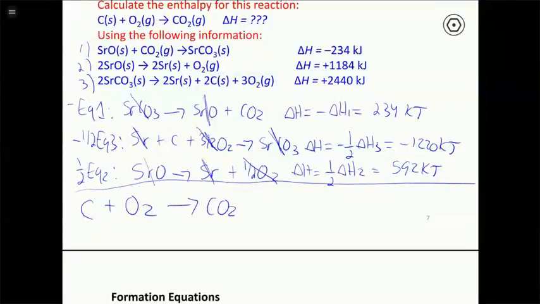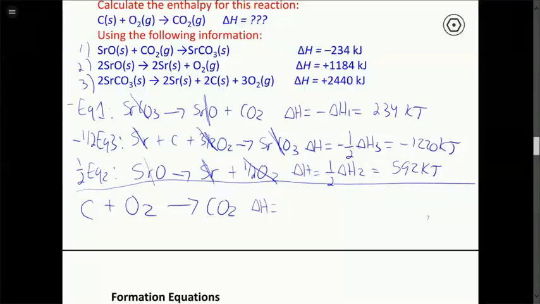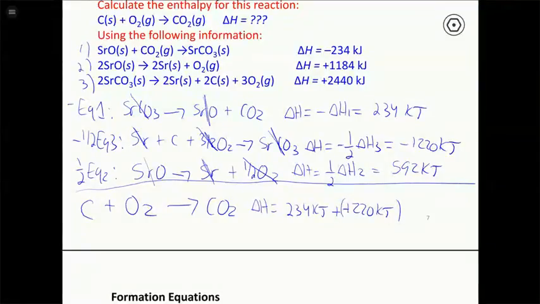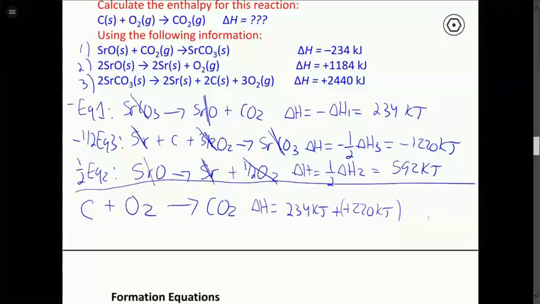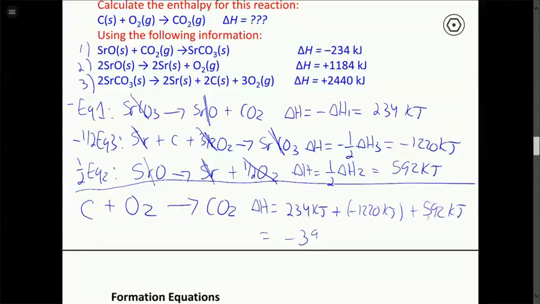Alright, so finally then we just have to add the delta H's. So we take the modified delta H's from these three equations and add them together, so it's going to be 234 minus 1220, let me rewrite that, and then plus 592 in the last one. And that comes out to minus 394, which is very close to that 393.5 value that I gave you in the last problem.